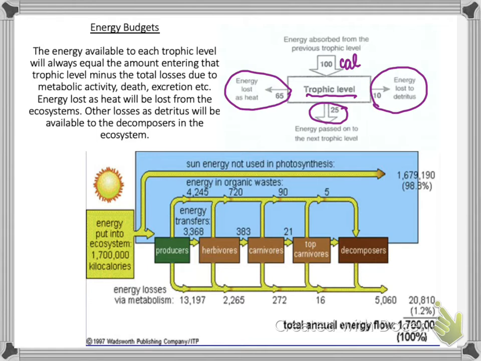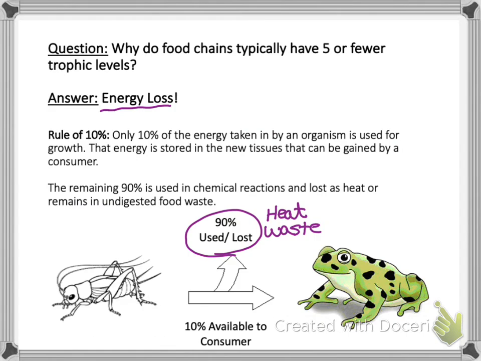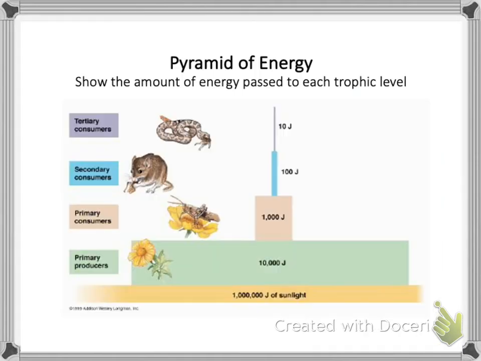So because it is stored in the cricket's body, those 25 calories would then be available to anything that eats that cricket. So if we add it all up, the energy that comes in is going to equal the energy that comes out.